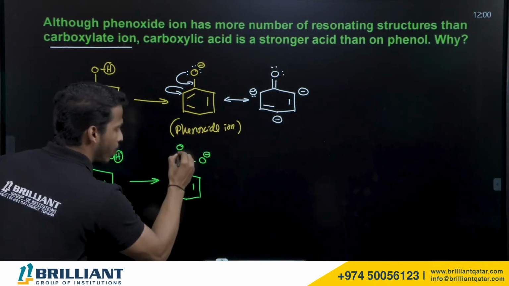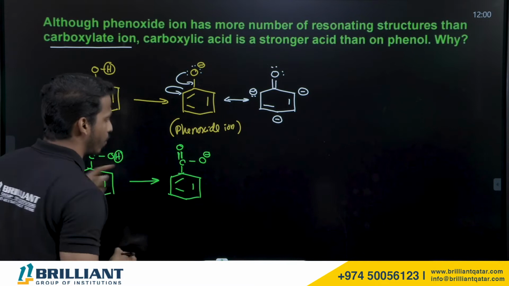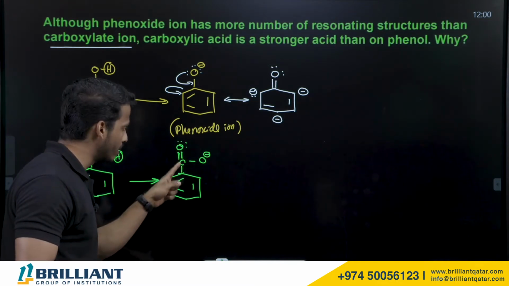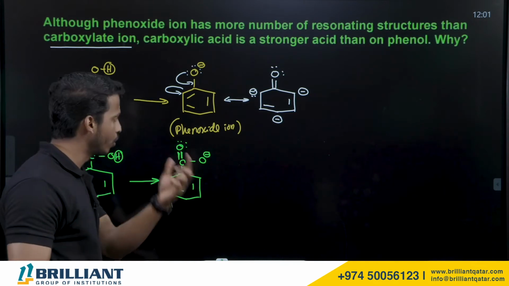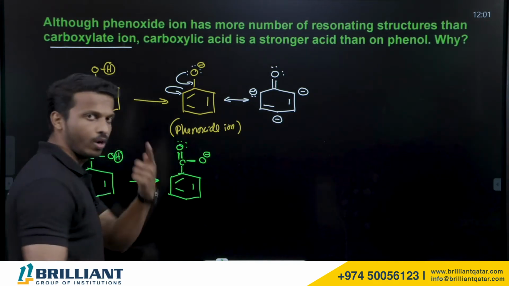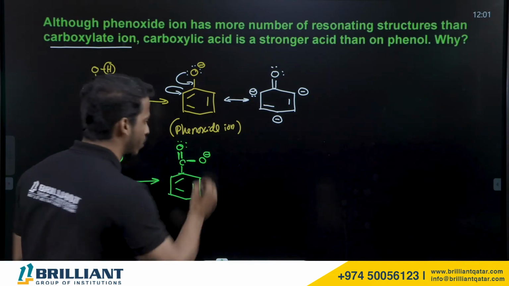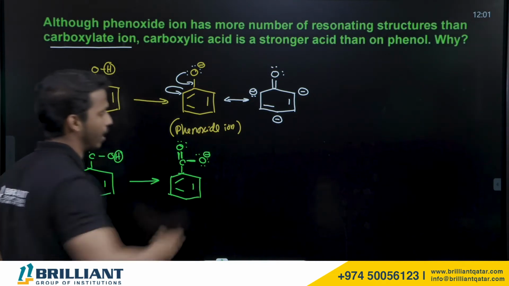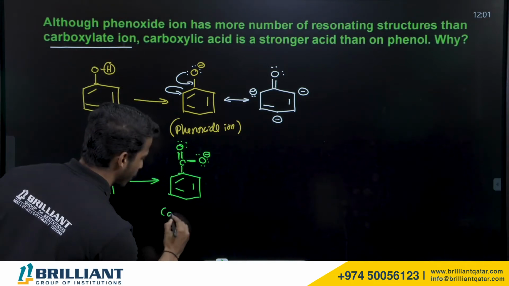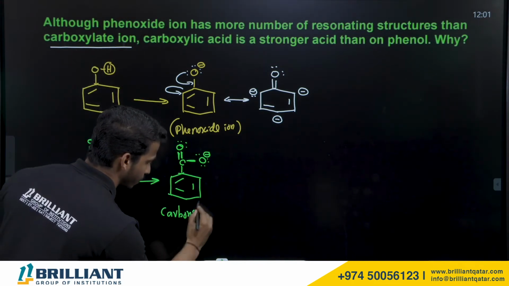The double bonded oxygen, C double bonded oxygen, carries 2 lone pairs. Why? Because this oxygen has 2 bonds, and 2 bonds equal 4 electrons. To complete its octet, 2 more lone pairs. This is a single bonded oxygen, only 1 bond, and 1 bond equals 2 electrons. So the remaining total there will be 3 lone pairs. This compound is called the carboxylate ion.